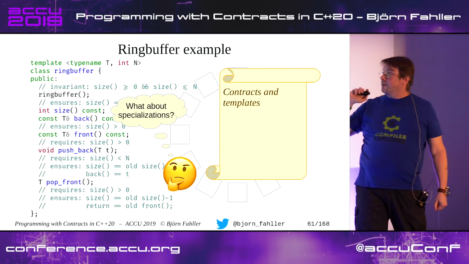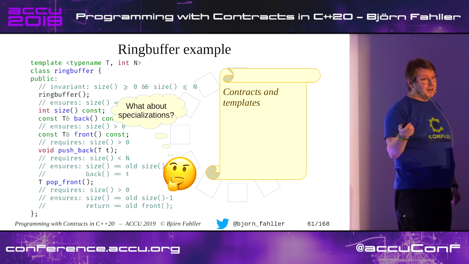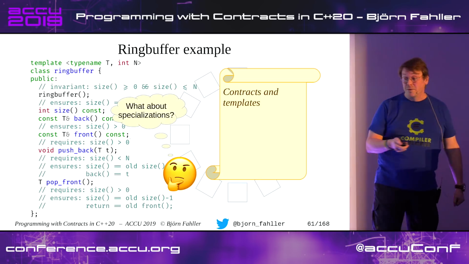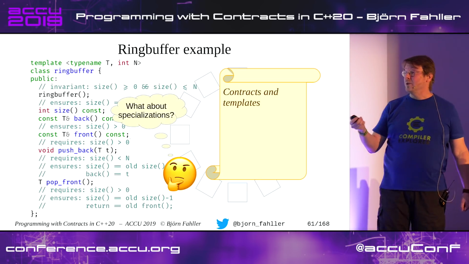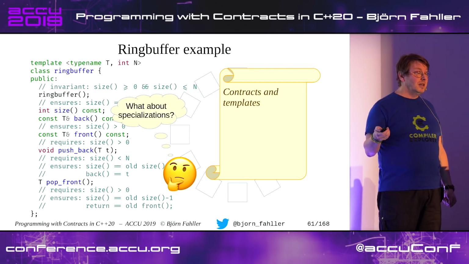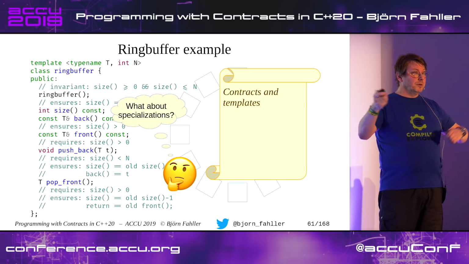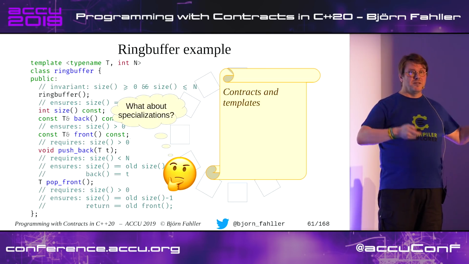The thing with specializations is that it's a really bad idea. In general, I'm sure there are situations where it makes sense, but in general, I would say it's a really bad idea to have different contracts on a specialization. Because what about poor generic code that doesn't know what T is? And it needs to abide different contracts depending on T. That's not nice.